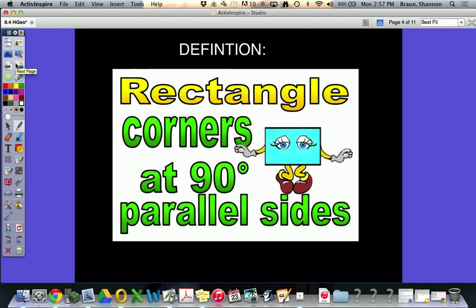Okay, the next quad that we're going to look at is a rectangle. And so the definition of a rectangle is four right angles or four 90-degree angles. So again, we can draw that with our four right angles. So that is the definition of a rectangle.